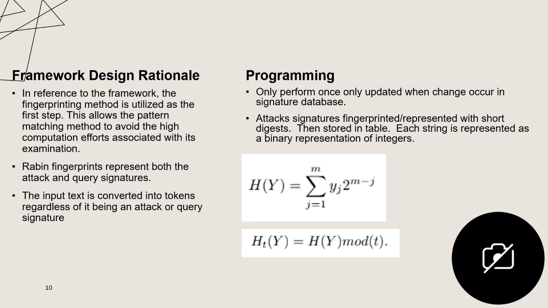Programming. Programming is only performed once. The only time an update will occur is when a change occurs in the signature database. The attack signatures are fingerprinted and represented with short digests. They are then stored in a table. Each string is represented as a binary representation of integers. This can be seen below in the two images.